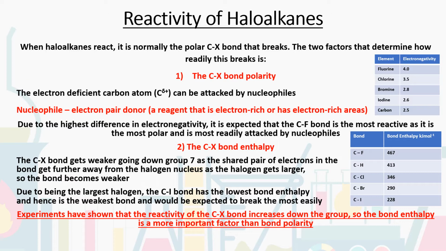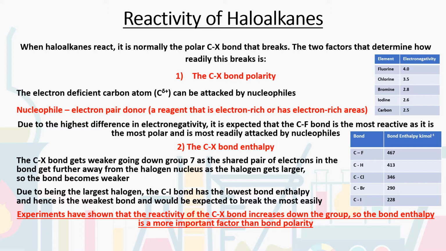Now what this means in all cases, whether it's fluorine, chlorine, bromine or iodine that we have attached, is that our carbon is slightly positive, delta positive, and our halogen atom is partially negative, delta negative. What this means is that our electron deficient carbon atom can be attacked by nucleophiles. And remember, a nucleophile is an electron pair donor. So it's typically a reagent that is electron rich or has electron rich areas. It could have a negative charge, a lone pair, or it could have a pi bond, for example. Anytime there's increased electron density somewhere.